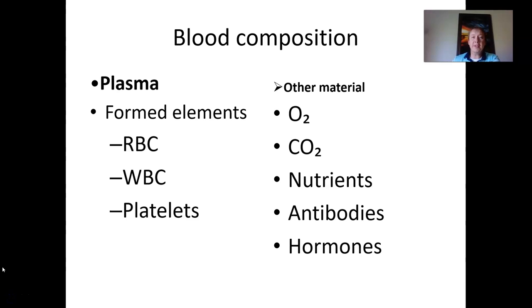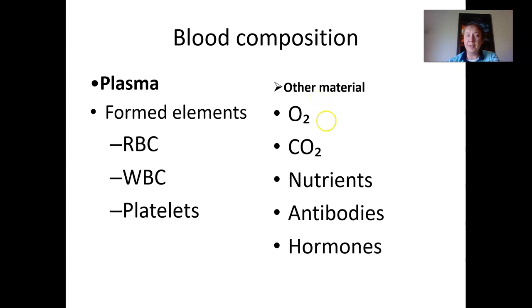So the first thing is looking at what we call the composition of blood. Composition simply refers to what it is made of. We have our plasma, and then the formed elements like RBCs, which are red blood cells, WBCs, white blood cells, and platelets. We'll go through individual slides on each of these since they go a little more in depth. They also have the other material that's normally being transported by the blood.